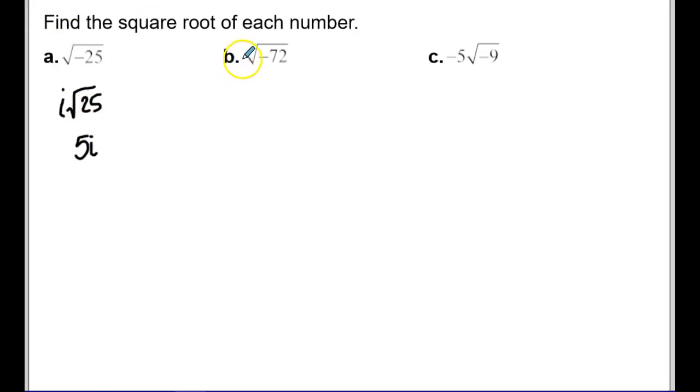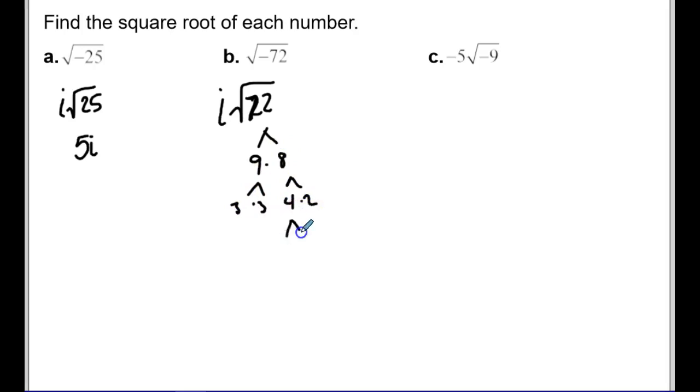Alright, so now let's look at part B here. So again, I'm taking the square root of a negative, so in order to get rid of that, I'm going to pull out my i, my imaginary number, and now I have the square root of 72. So now I need to simplify this radical, so let's break it down into its pieces. Okay, so my i we're just going to leave there for now, we'll come back to it. So I know that 72 is also 9 times 8, and I can break these down, 3 times 3 and 4 times 2, and that 4 can still be broken down into 2 times 2.